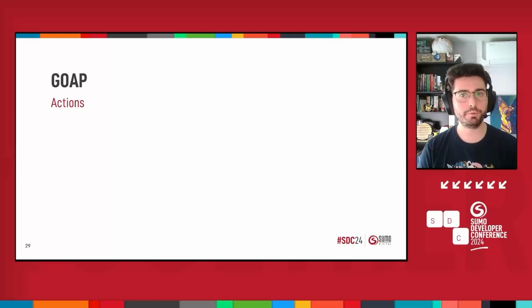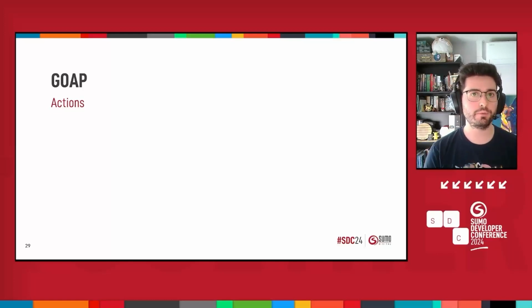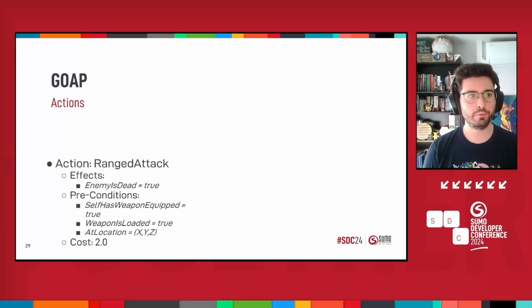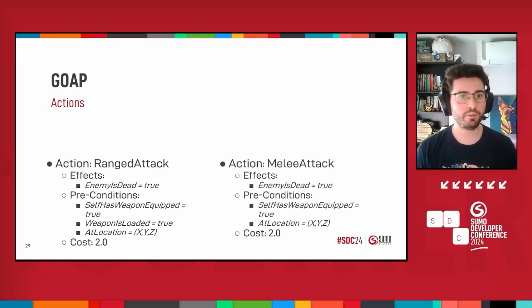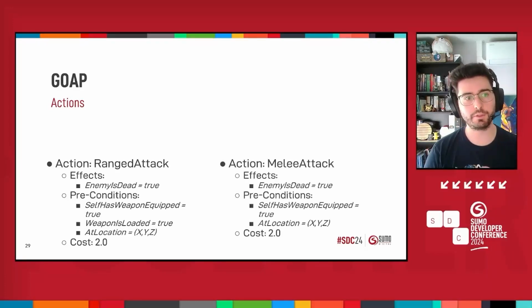So we want to kill the enemy. And to do that, we're going to have to look at our list of actions and see which ones have the effects that we're looking for. For our goal of kill enemy, we are looking for the enemy is dead effect. And for that, we have two actions that can accomplish this goal. We have the ranged attack action and the melee attack action. As you can see in the effects section, both of them have the enemy is dead equals true. And that's what we want.